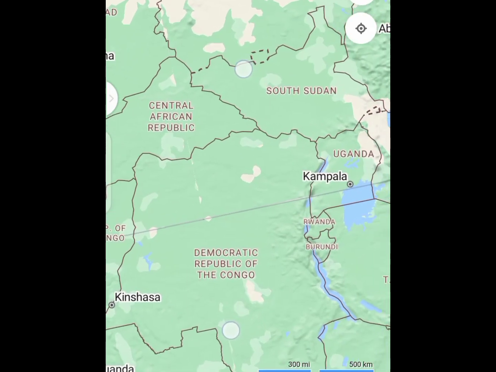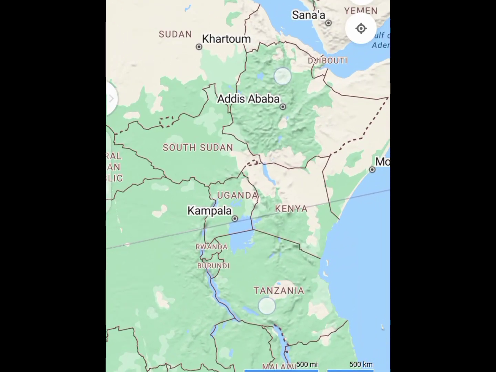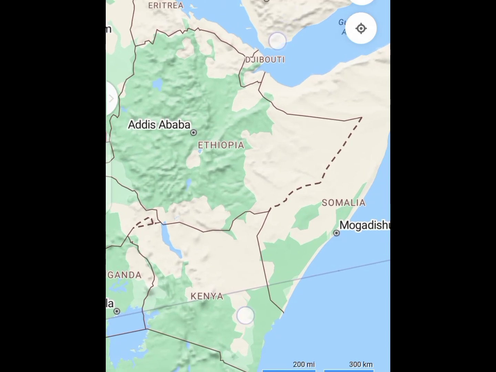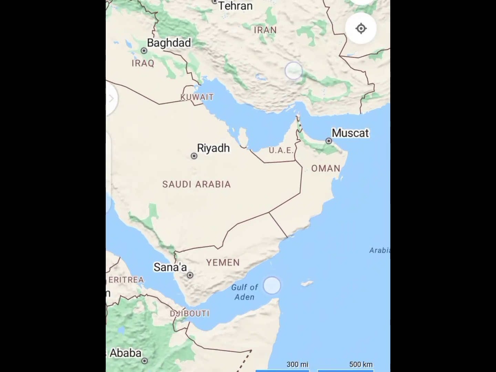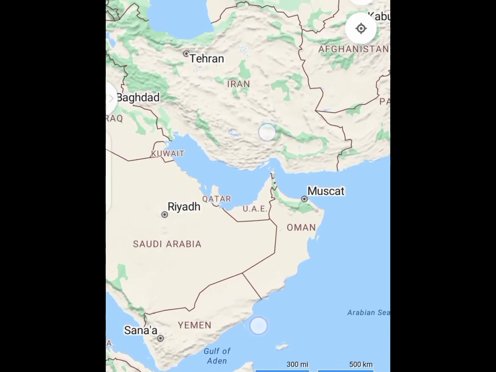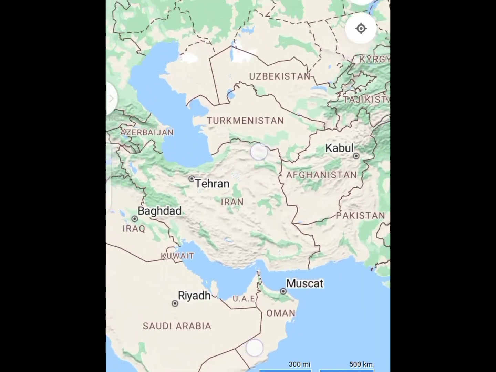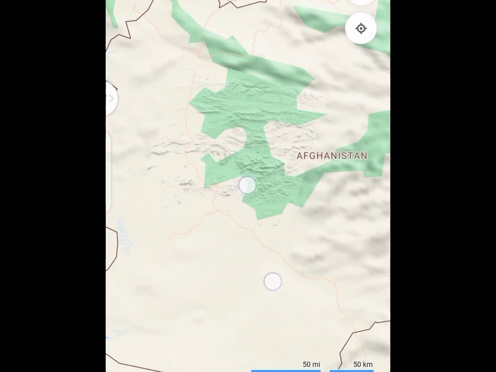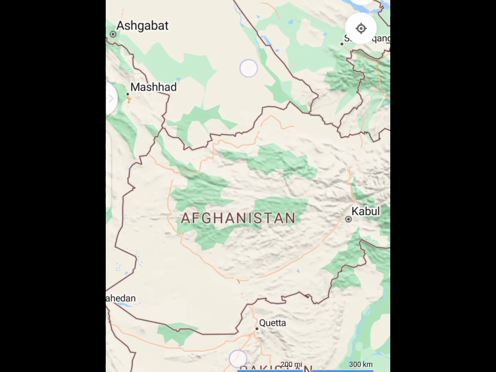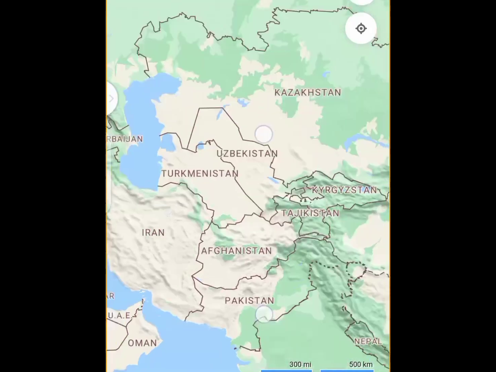Look at Nigeria to the east of Africa. We have Nigeria. Okay, to the west we have Nigeria, we have Cameroon, and here we have Sana, we have Yemen, we have Saudi Arabia, we have Oman right there in Africa. Okay, now you can see the others.